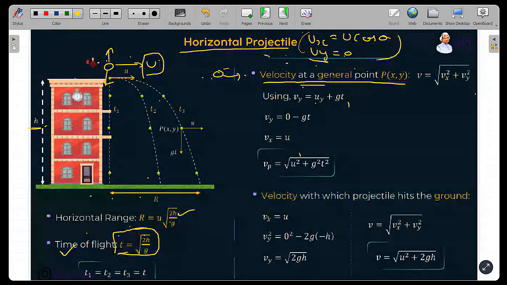ये देखिए, vy is equal to uy plus gt. Now vy value came out to be minus gt, vx value is u. So velocity at any point p or net velocity will be simply the addition of the components inside a square root. Velocity is a vector quantity, तो उसके x component का square plus y component का square root के अंदर आपको कैलकुलेट करना होता है to calculate the net velocity. तो वो सेम चीज है, root of u square plus g square t square. So I hope this third point is also clear to you.